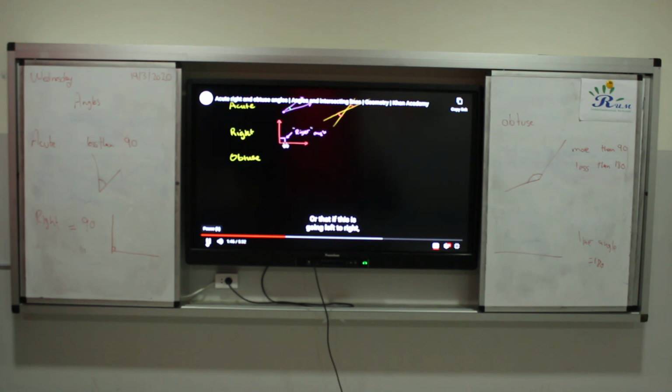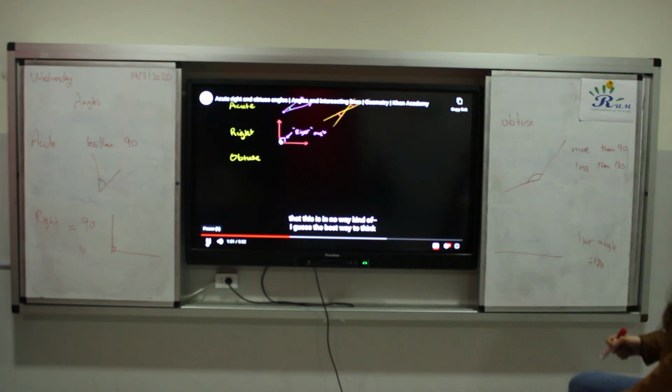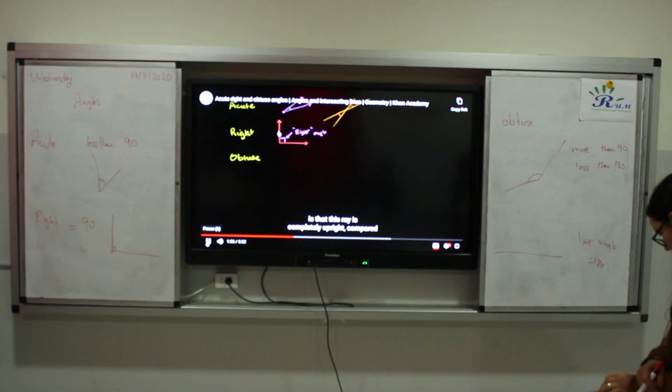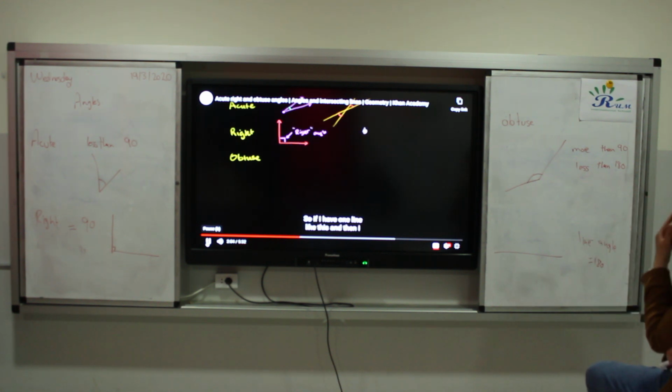Or that if this is going left to right, this is going perfectly top to bottom. The best way to think about it and why it's called right is that this ray is completely upright compared to this ray over here. And let me draw it with some lines. So if I have one line like this, and then I have another line like that, a right angle over here, actually all of these would have to be right angles. It would mean that if this was the ground, this line is completely upright relative to this line over here. So either of these, that's what a right angle means.